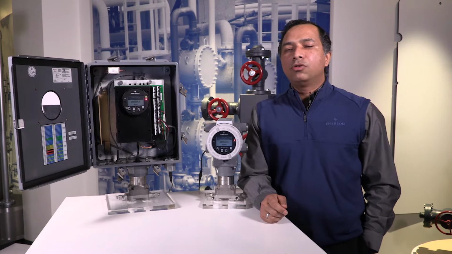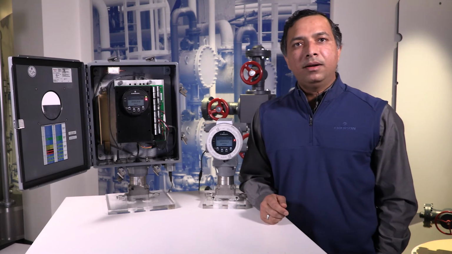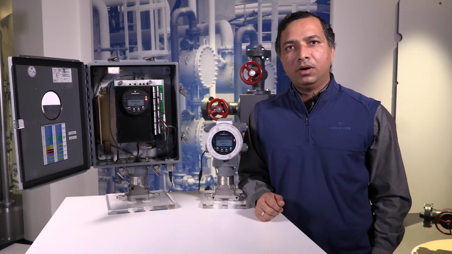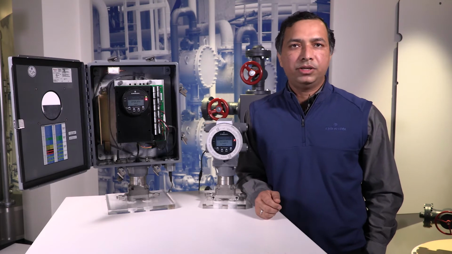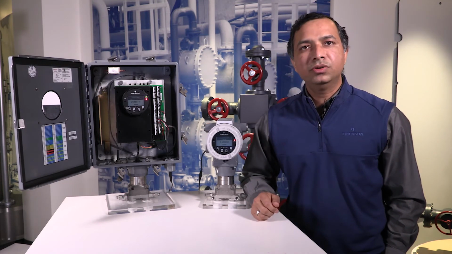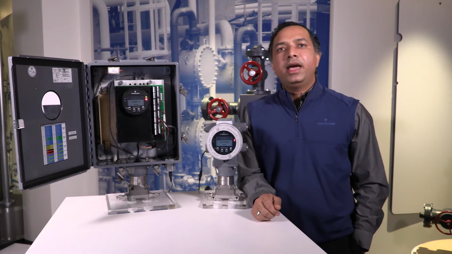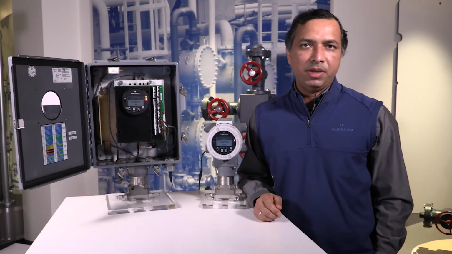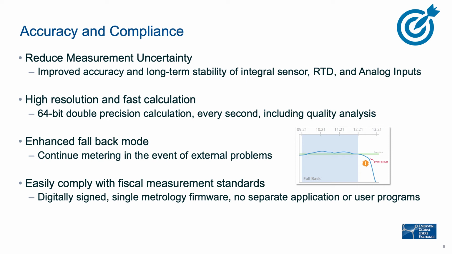Now, let's go back and understand how these flow computers are able to solve all those 4 common issues which our customers have mentioned. So the first issue was about accuracy and compliance to the international measurement standard. In a metering system, the very first step is to read the input parameters like differential pressure, static pressure, and temperature as accurately as possible.